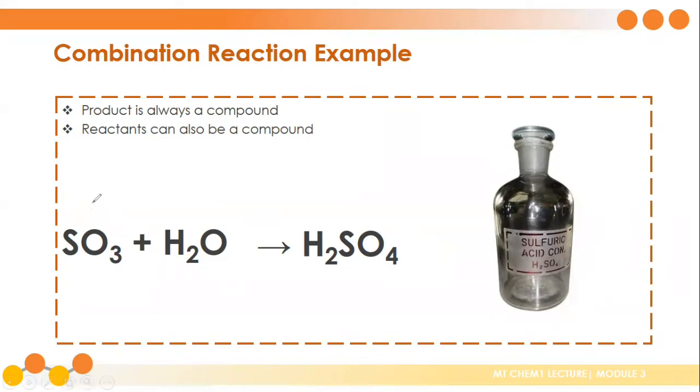So we have here a compound A plus B will produce AB. As you can see, the compound sulfur trioxide and the compound H2O or water will still produce a compound which is our sulfuric acid. So it does not necessarily mean that reactants should only be elements. Okay? They can either be an element or a compound. But if we're talking about the product, it should always be a compound.